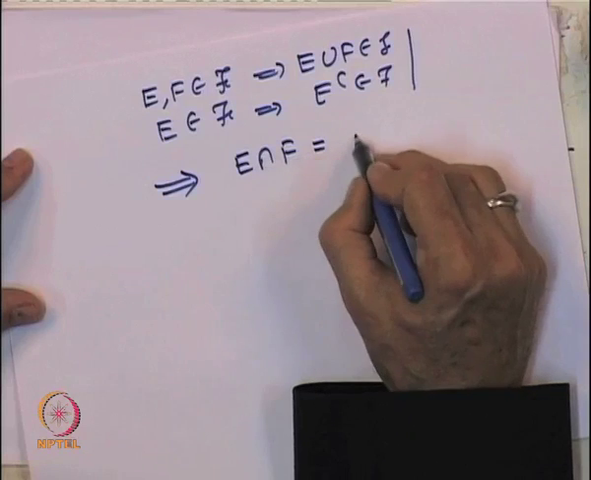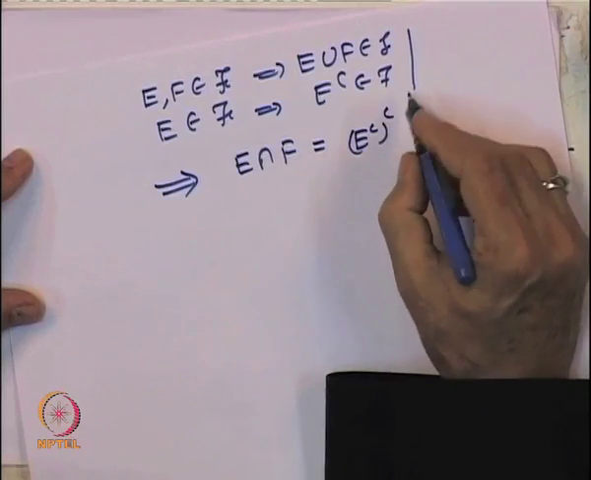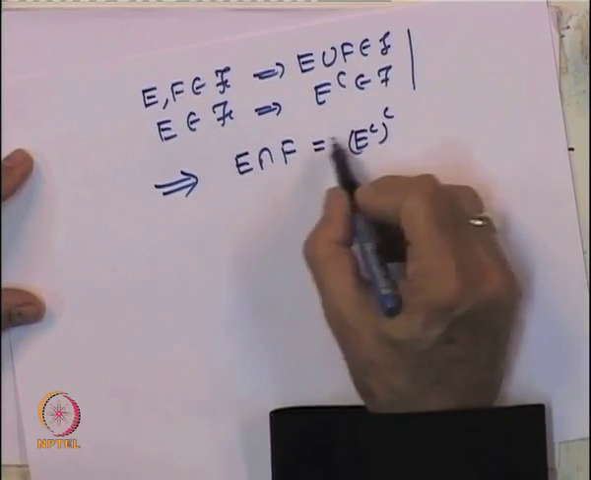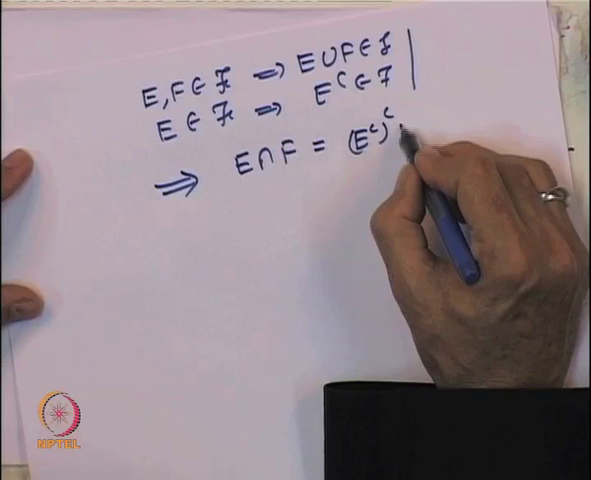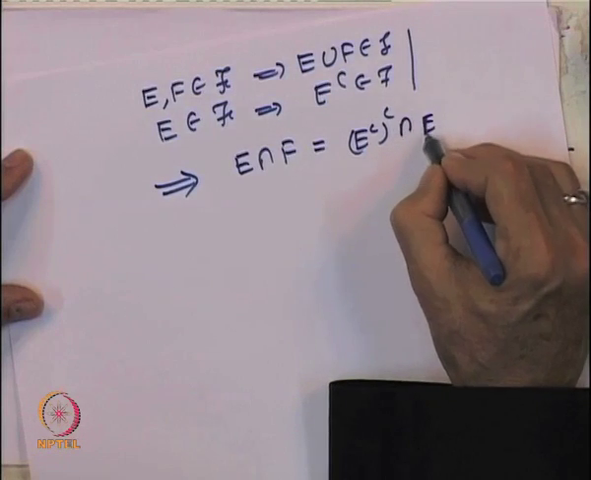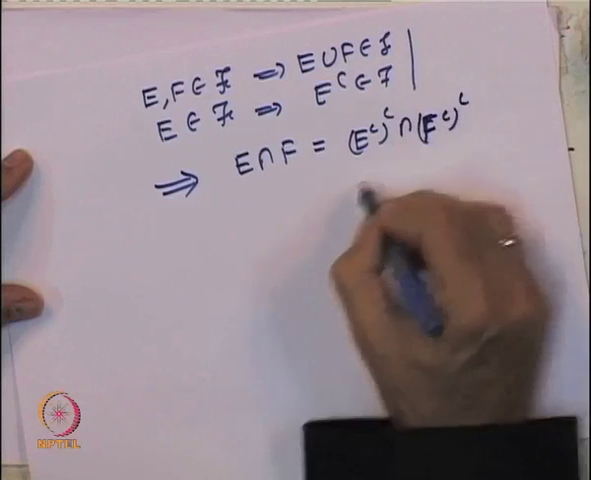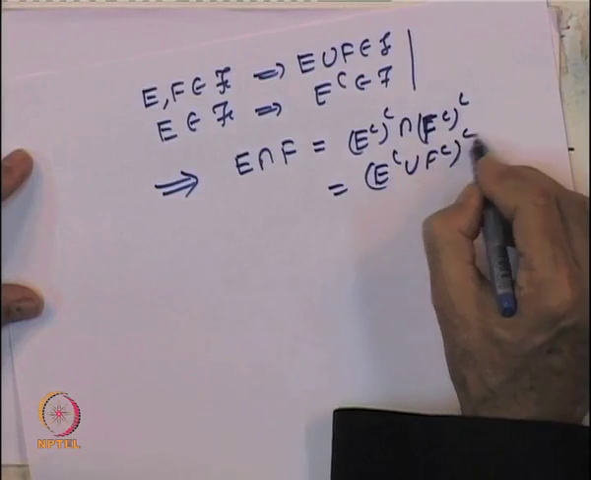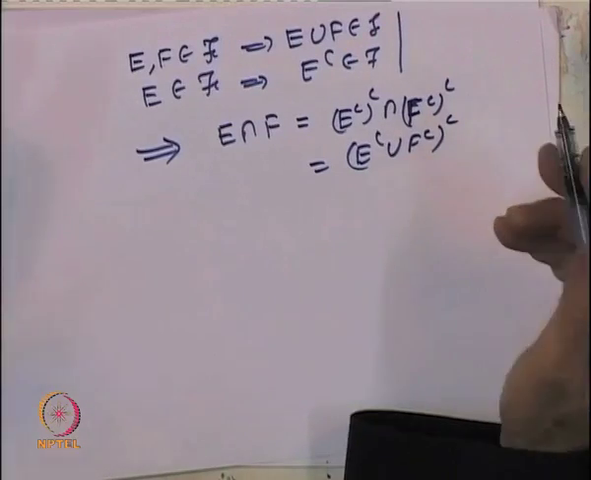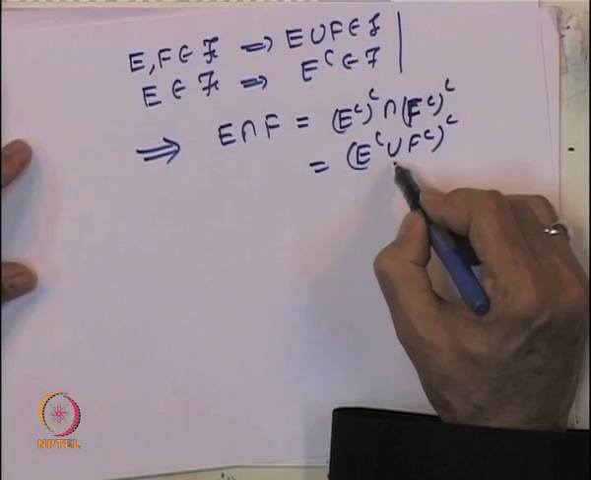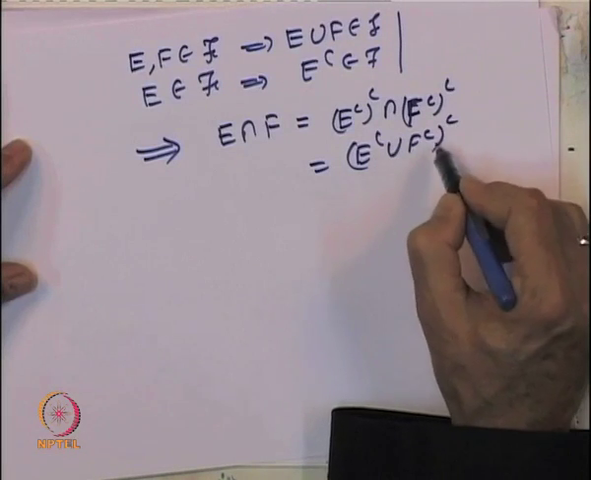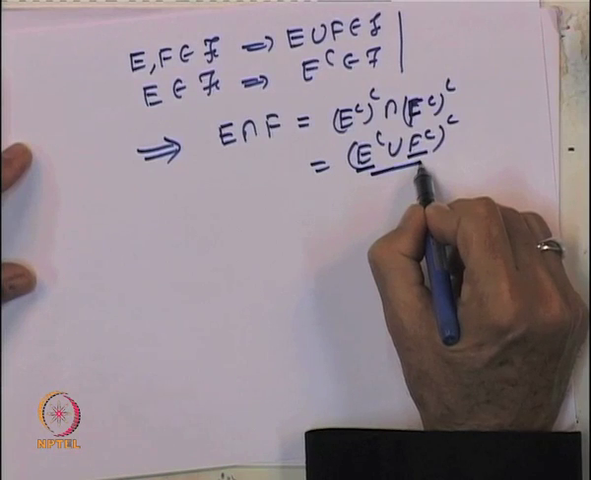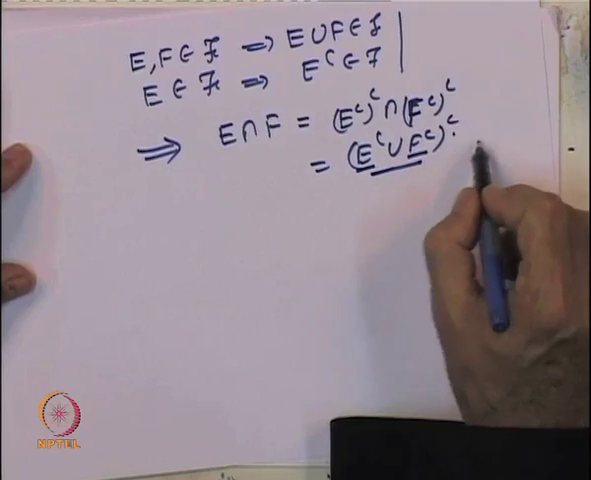Because I can write E intersection F as E complement complement intersection F complement complement, and that I can write as E complement union F complement, complement. This is simply De Morgan's laws. Now, E belongs to F, so E complement belongs to F, F complement belongs to F, this union belongs to F, and its complement belongs to F. So, this belongs to F.